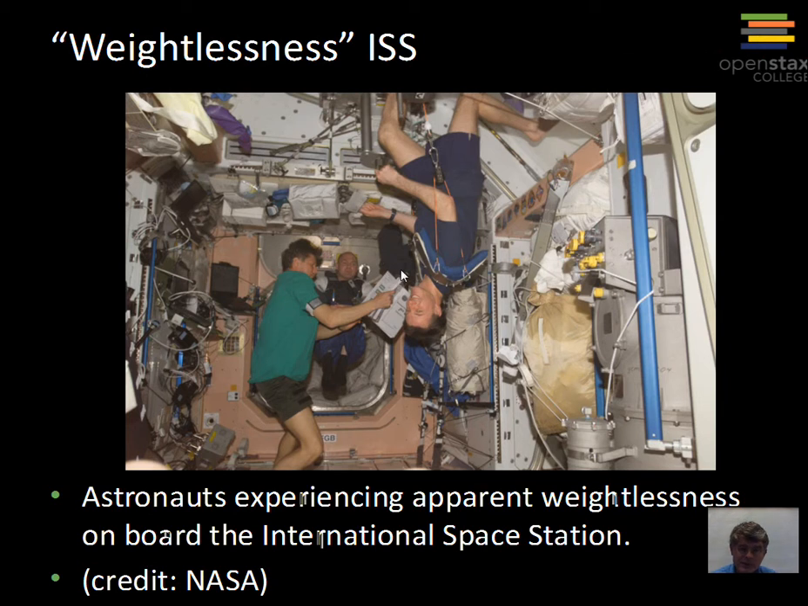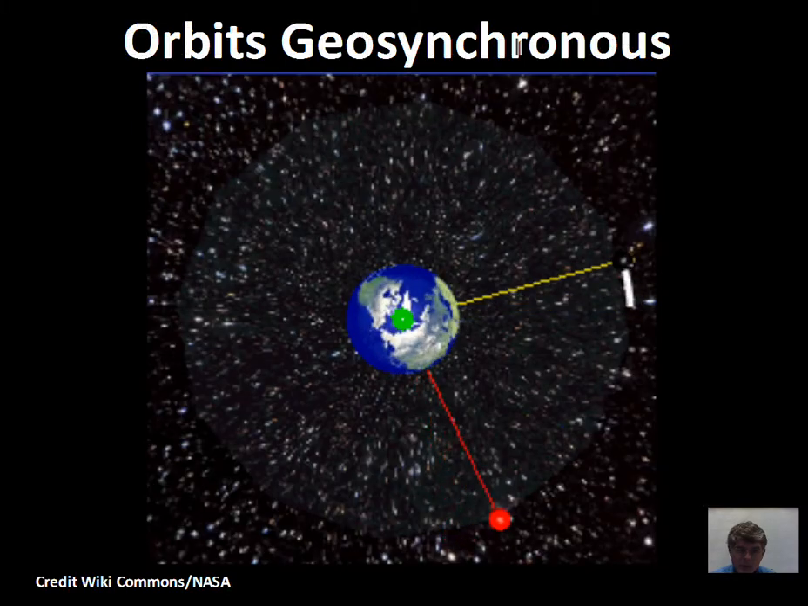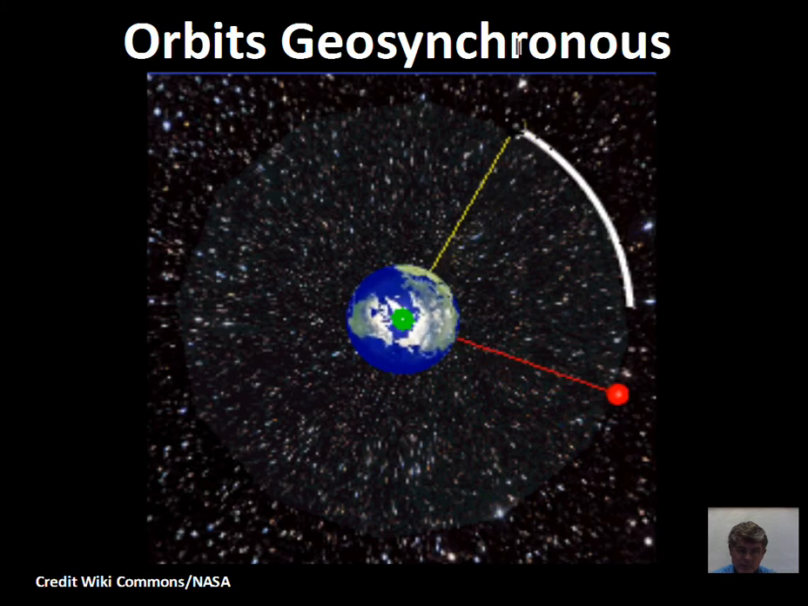In space, the body gets used to up, down, left, and right orientation. There's no sense of being pulled here and no sensing of upside down. Again, apparently weightless. And now geosynchronous satellites.